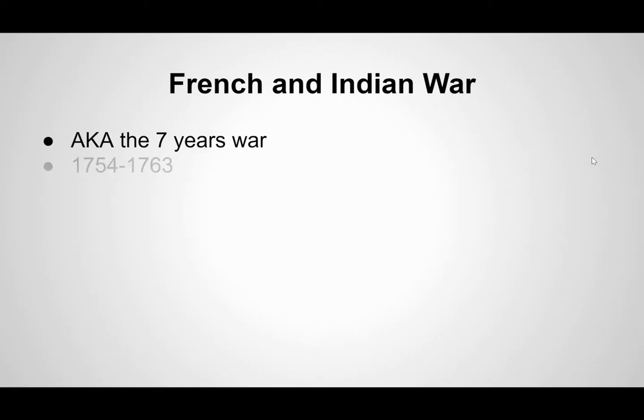And the French and Indian War lasted from 1754 to 1763. So even though it's called the 7 Years' War, it technically lasted for 9 years. Obviously, historians aren't good at math, but the real reason for that is because the war is really kind of over by 1761, but the actual peace treaty didn't get signed until 1763.